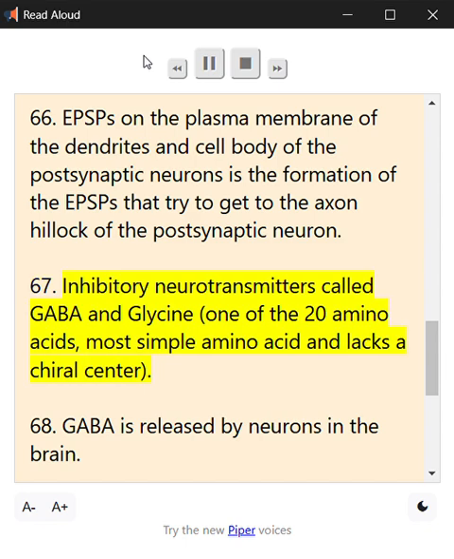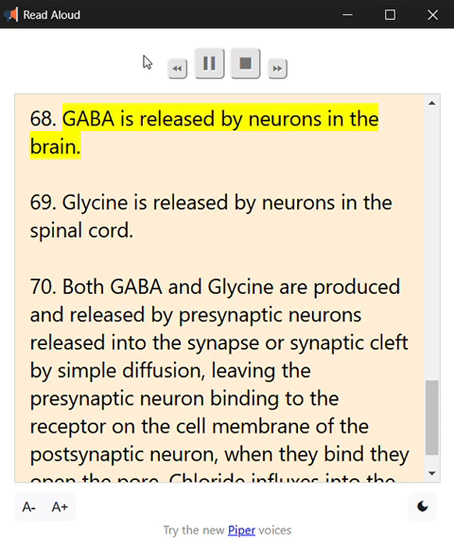67. Inhibitory neurotransmitters called GABA and glycine, one of the 20 amino acids, most simple amino acid and lacks a chiral center. 68. GABA is released by neurons in the brain.